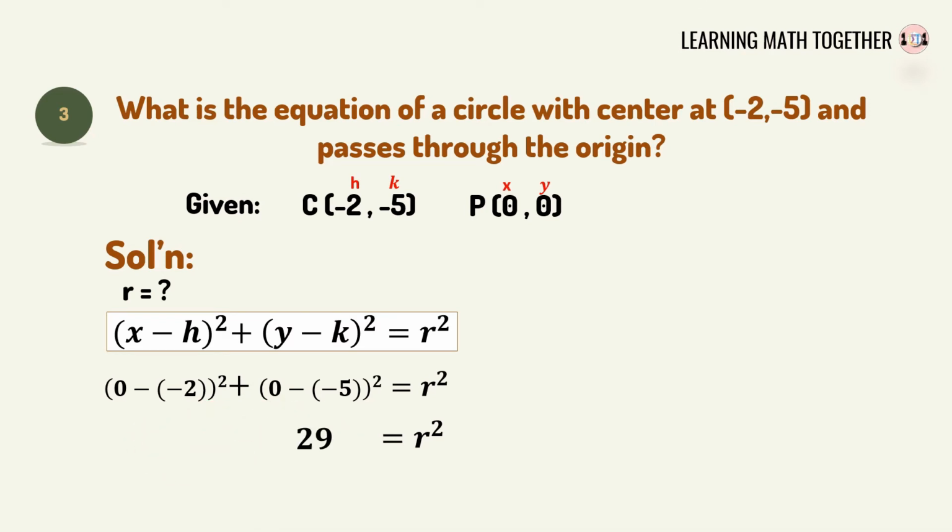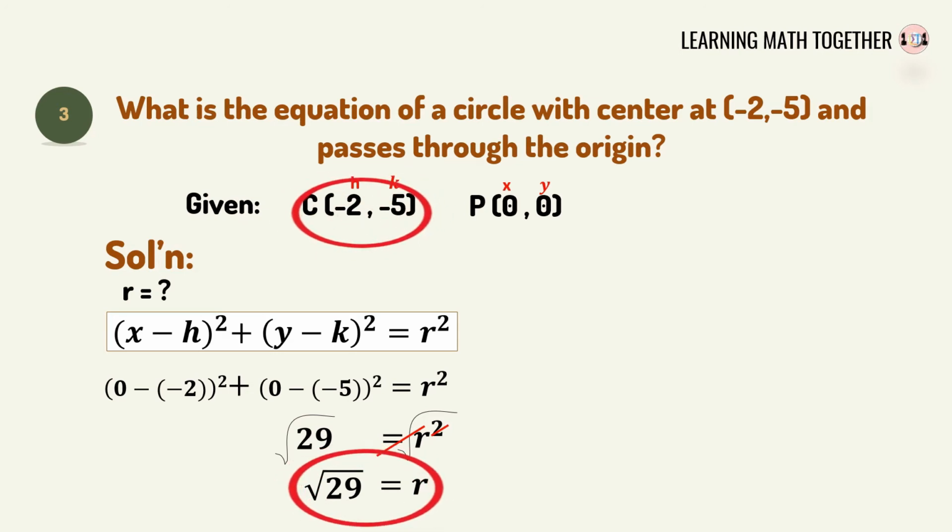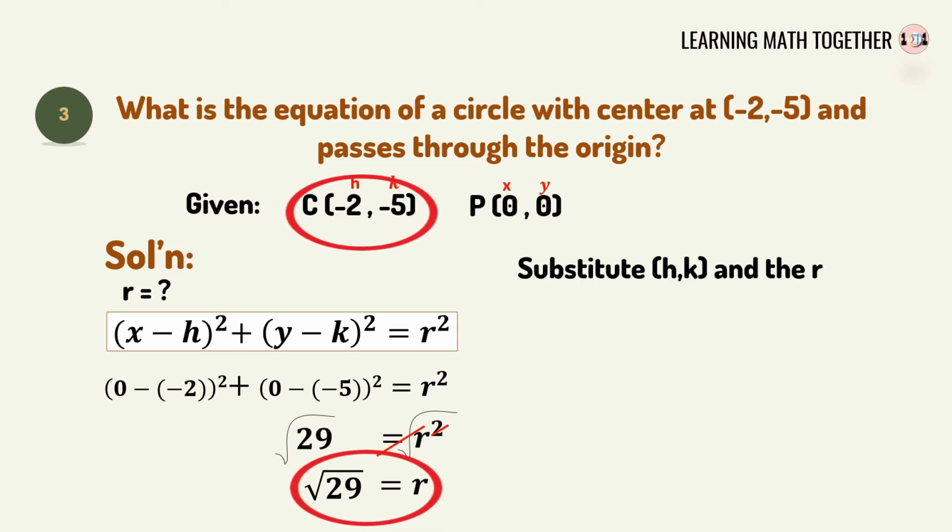And then for us to get the value of the radius, we have to get rid of the exponent 2 here. So we have to take the square root of both sides. Doing so, it will leave us with radius equals √29. Because 29 is not a perfect square, just leave it with a radical sign. So we have radius is equal to √29. So we will be using these values, the radius and the center. We will substitute that to the formula again.